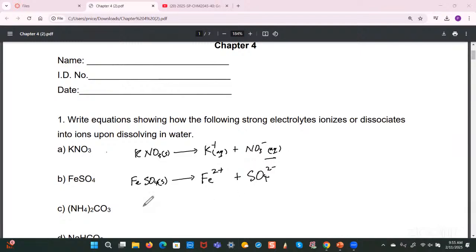Okay, what about the next one? NH4 twice, CO3, solid. By the way, these are aqueous, so make sure you include those states in the box, right? When that is added to water, what would be the result? Now keep in mind, you have a 2 for the ammonium here, right? So what do you think the products would be?